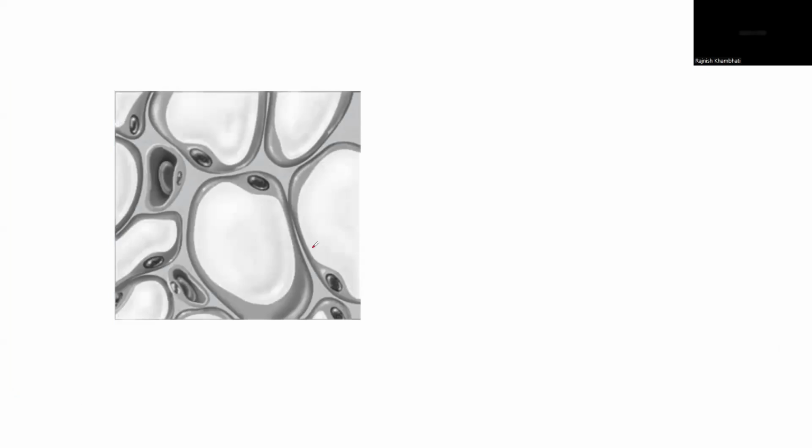This is the diagram of adipose tissue. You can see this is a cell. This is the nucleus. This is cytoplasm. And you can see this whole big white structure. This is actually fat. And this fat is present in a big amount so that the nucleus of the cell is pushed aside. You can see the nucleus is not in the center. It is pushed aside by this fat droplet. So this is adipocytes.